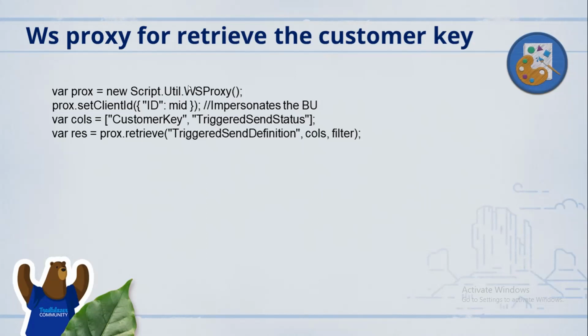First step, we initialize the WS proxy call object, and then we specify from which MID we are going to impersonate. And then here I specify which columns I am going to retrieve. Presently, I'm showing only the customer key and trigger send status. If needed, we can get the email subject as well, and so on. Some other fields can also be retrieved from the trigger send definition.